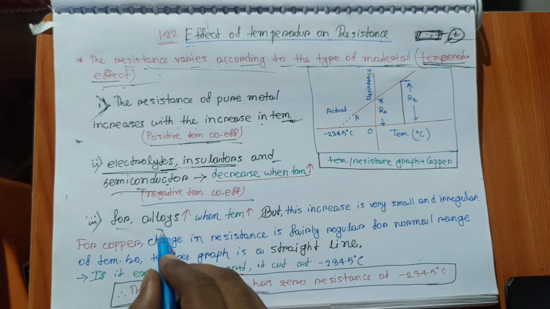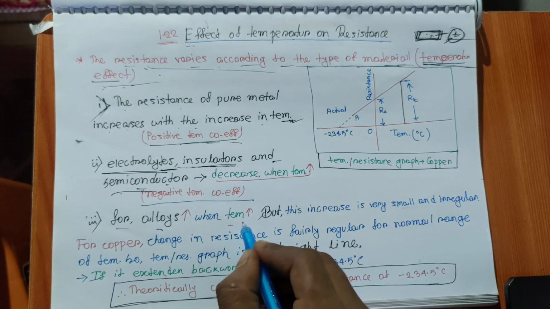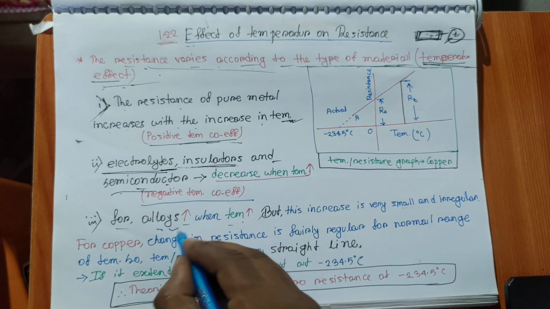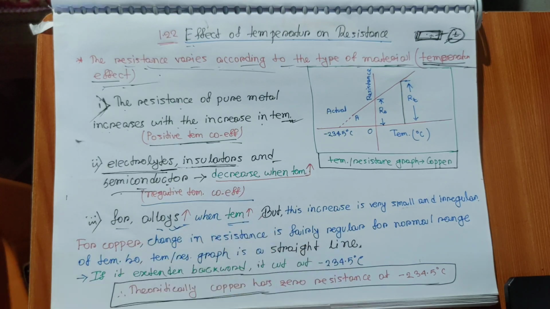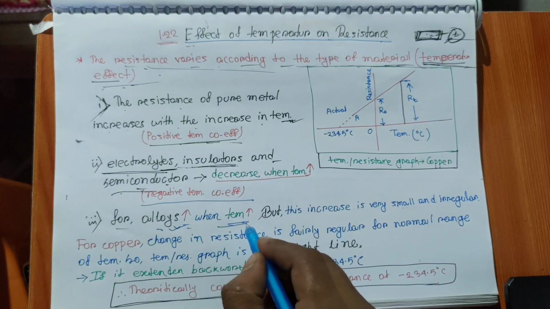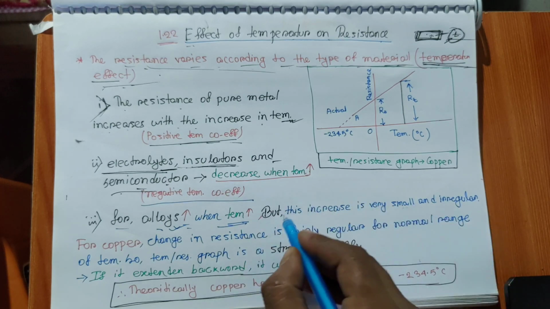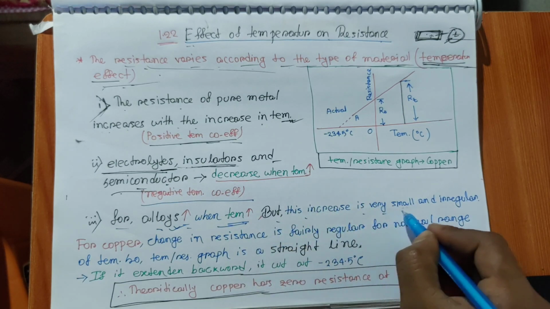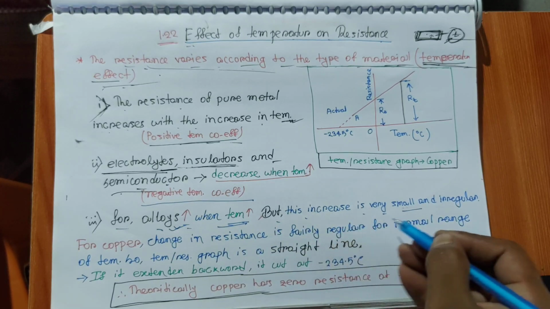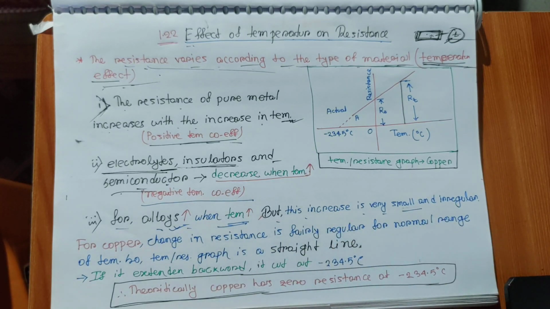And for alloys, when temperature increases, the resistance also increases, but this increase in resistance is very small and irregular.